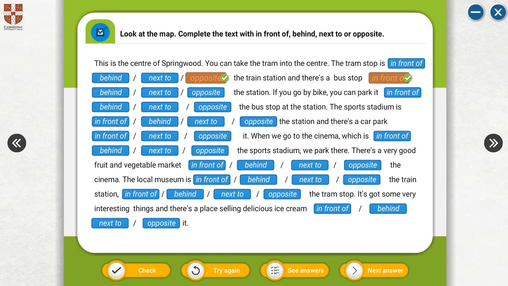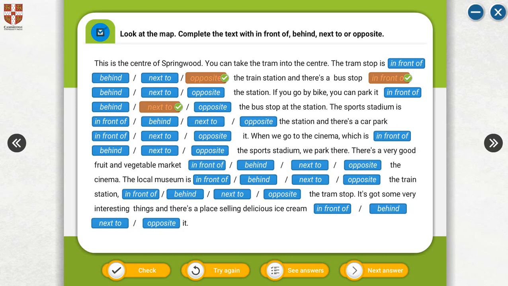And if you go by bike, you can park it, blah blah blah, the bus stop at the station. Look at the bike stop and bus stop. Where is the bike park? You can park it next to the bus stop at the station.